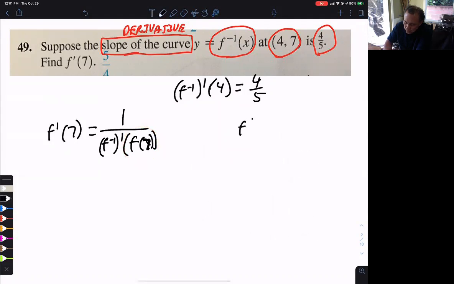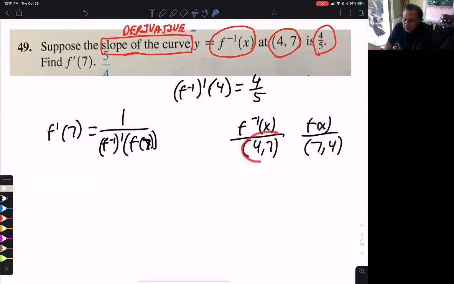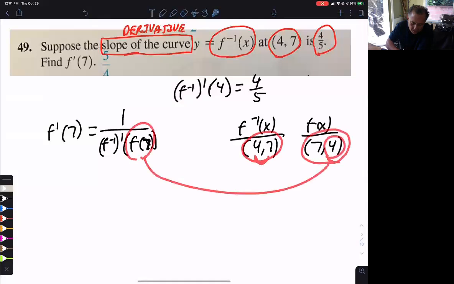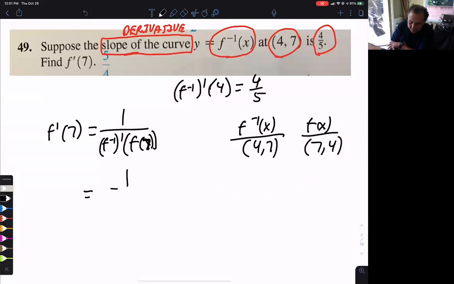Well, I'll tell you this. We know f inverse contains the point 4, 7. They told us that right here. Then you should know this about inverse functions: the x and y are switched. So if f inverse contains 4, 7, you switch 4 and 7, and the inverse of that function has to contain the point 7, 4. So now you know f of 7 is actually 4. So we can rewrite this.